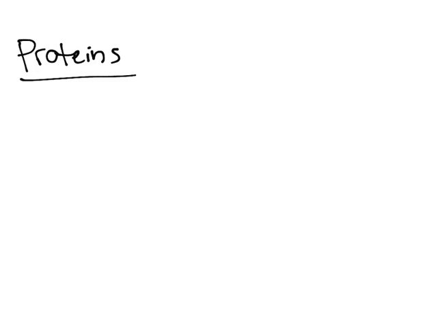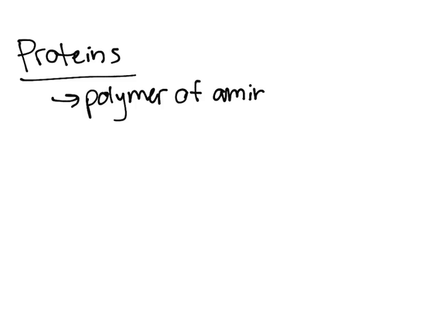So in this video, I'm going to talk about proteins and give you an overall summary of proteins. And so a protein is a polymer of amino acids. And so what that means is many amino acids come together and make up a protein. And so what is an amino acid?